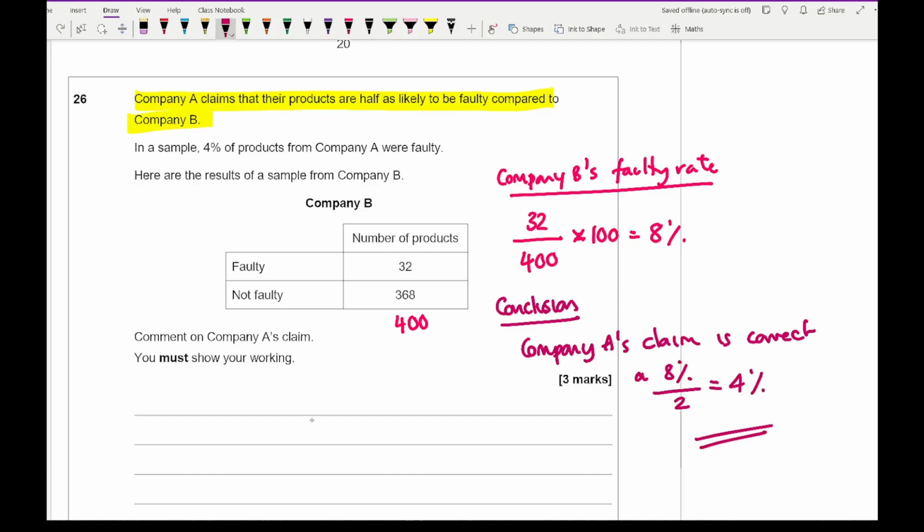So for the marks on how this would be awarded, you would get 1 mark for working out that it's 8%, 1 mark for working out the ratio here, and 1 mark for then stating whether Company A's claim is correct or false.